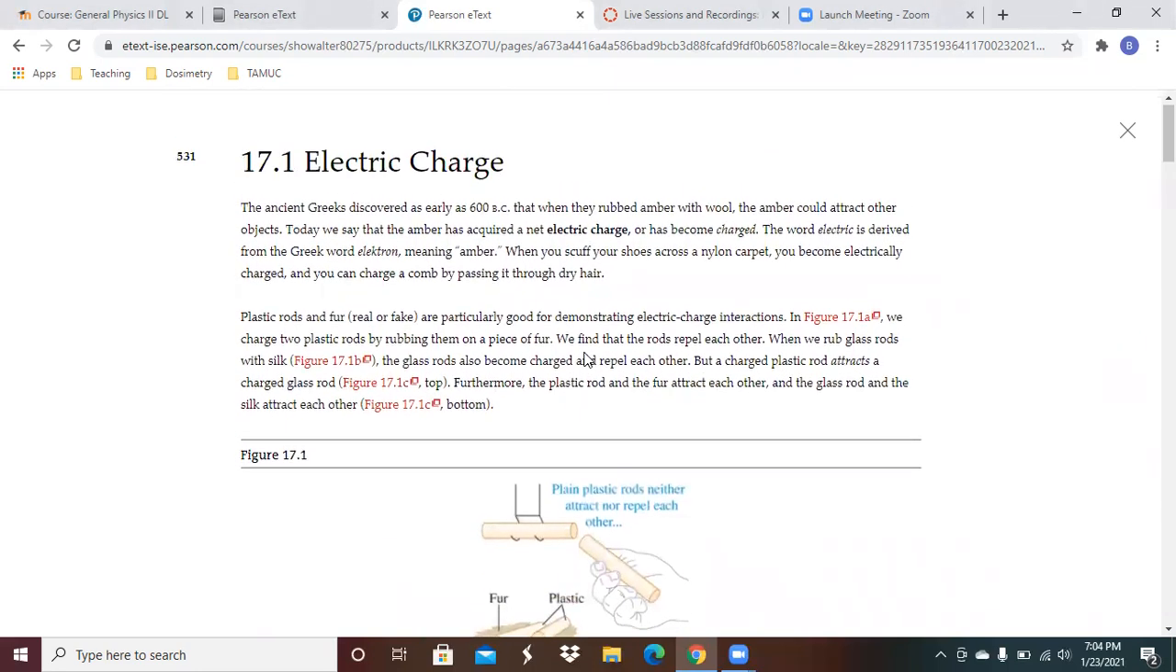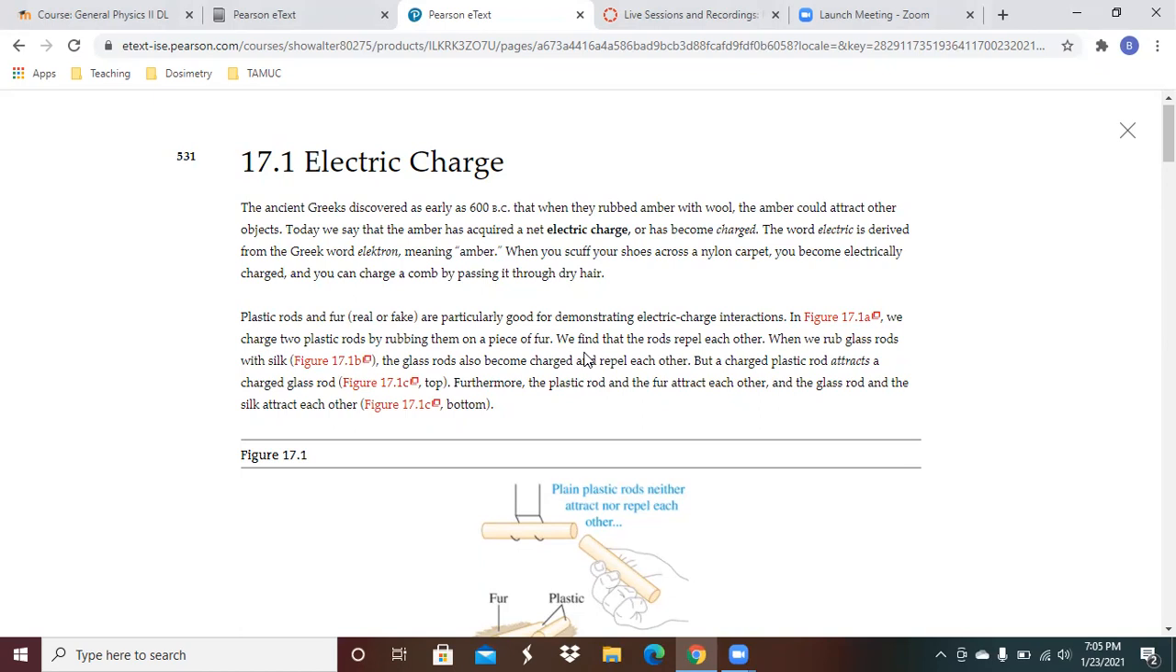Okay, so let's talk about electric charge here. This goes back even as early as 600 BC, when you could take amber and you could rub it with some wool. Greeks would actually see that the amber could attract other objects, and I'm sure that was kind of weird, and they really didn't have any sort of explanation that I'm aware of for that, but it did have an effect. And we say that the amber has acquired a net negative charge, or has become charged. And then the word electric is derived from the Greek word electron, which meant amber. So you can see the connection there.